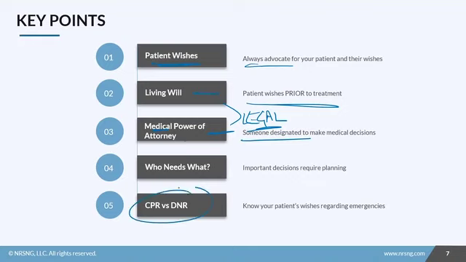And the last thing we need to remember is CPR versus DNR. You need to know your patient's wishes regarding emergencies and code statuses. You should always know your patient's code status, regardless of how many patients you have. And you need to know, especially if you have a partial DNR, what the ins and outs of each one of those aspects are.